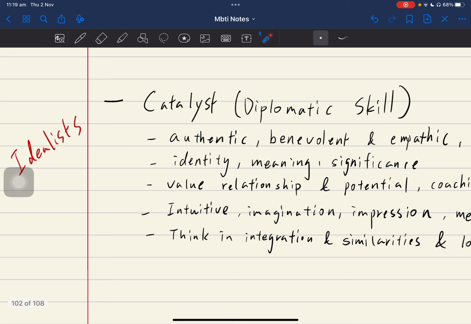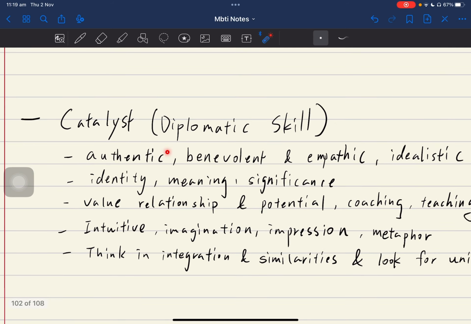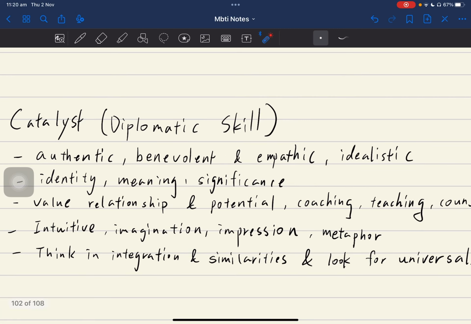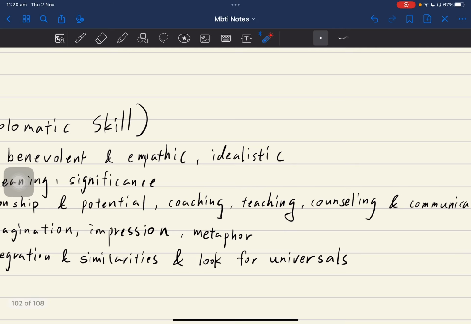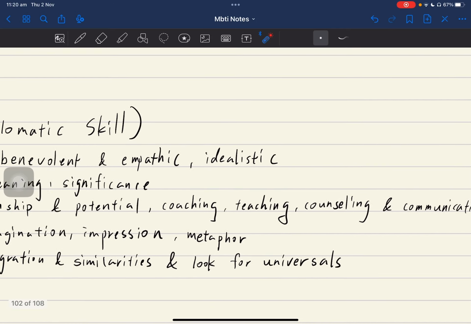And the last one, you have the idealists, which are called the catalysts. They have good diplomatic skills. So they want to be authentic, benevolent, empathetic, idealistic, identifying meaning, significance. They value relationships and they seek potential and are drawn to coaching, teaching, counseling, and communicating kind of work.